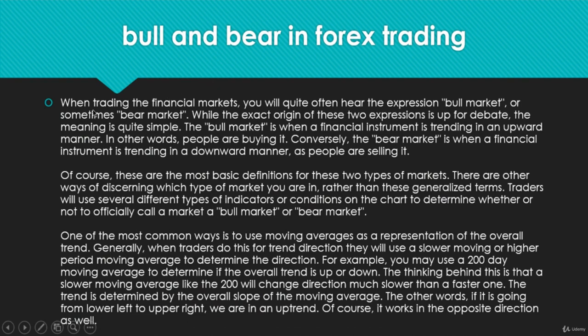When trading in the financial market, you will quite often hear the expression bull market or sometimes bear market. Well, the exact origin of these two expressions is up for debate. The meaning is quite simple. A bull market is when a financial instrument is trending in an upward manner. In other words, people are buying it. Conversely, a bear market is when a financial instrument is trending in a downward manner, as people are selling it. Of course, these are the most basic definitions for these two types of market.